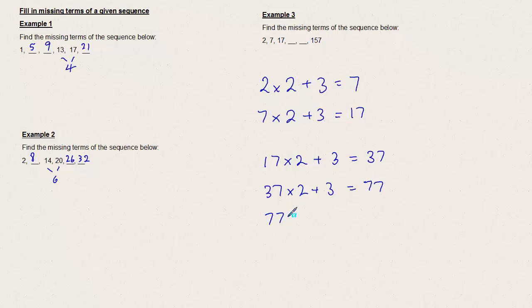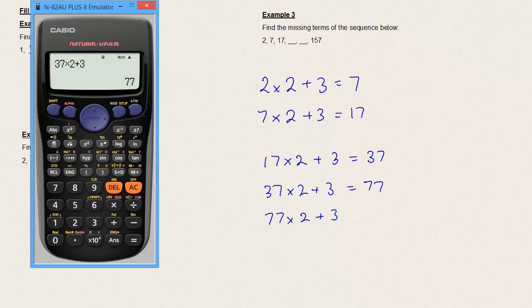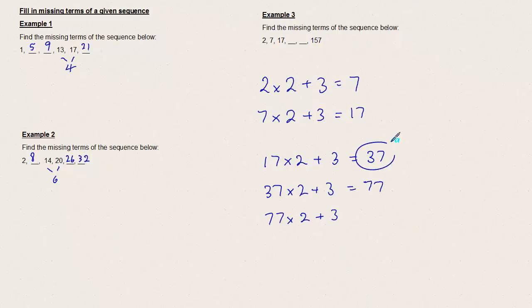And then see if that works with the 157 here. So 77 times 2 add 3. So it's the last answer, times the last answer by 2 and add 3. And that does give us 157. So that's what works. So we can see the terms that are missing are this one and this one. So 37 and 77.